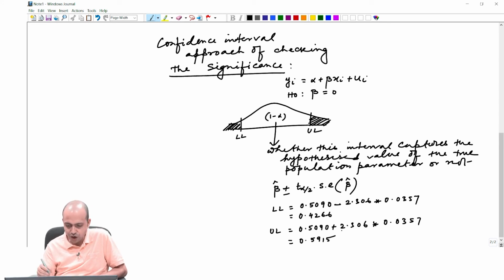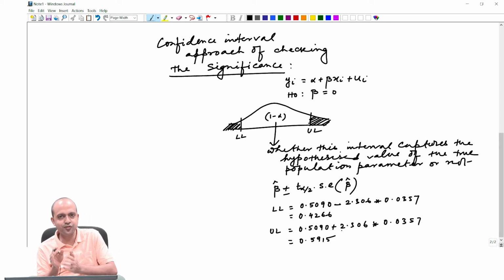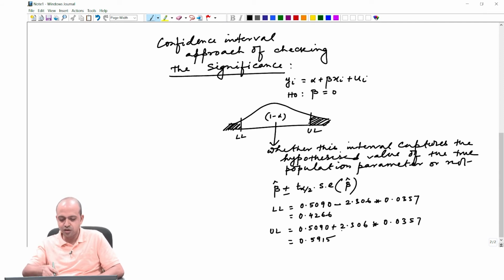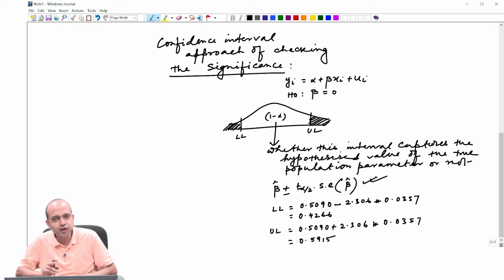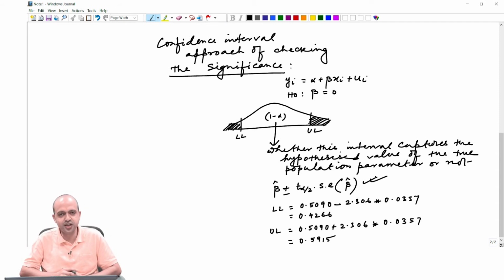Okay. This is how the confidence interval is constructed using this particular formula. One thing you have to keep in mind: Stata will always give you the confidence interval specifying alpha equals 5%. That means this is a 95% confidence interval. If you would like to get the confidence interval specifying alpha equals 1% or alpha equals 10%, that means 90% and 99% confidence interval, you can always calculate manually.